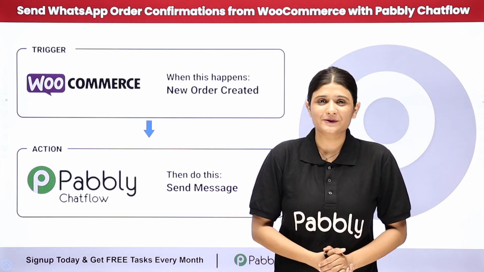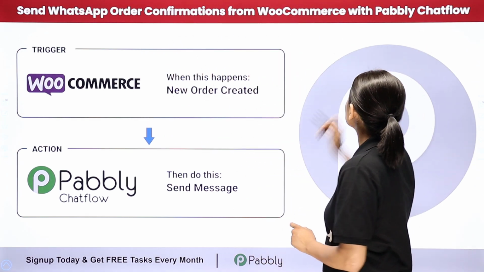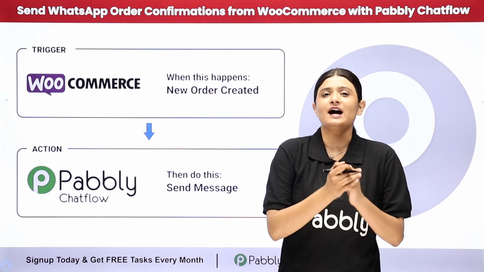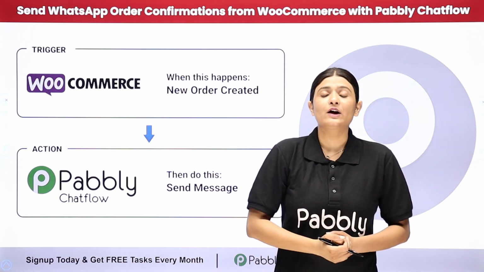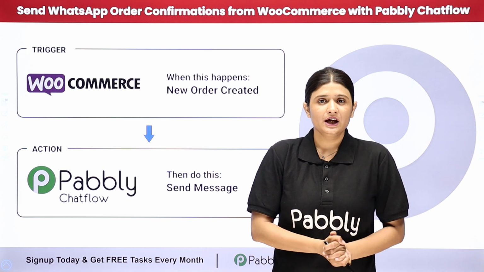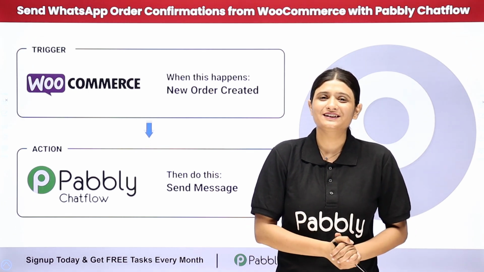In this video, we are going to learn how to send WhatsApp order confirmations from WooCommerce with Pabbly Chatflow. So let's suppose I'm running an online business and I have a store on WooCommerce. Now, whenever there is a new order, I automatically want to send the order confirmation message to my customers. Doing this manually will consume a lot of time, so I'm completely going to automate this process.